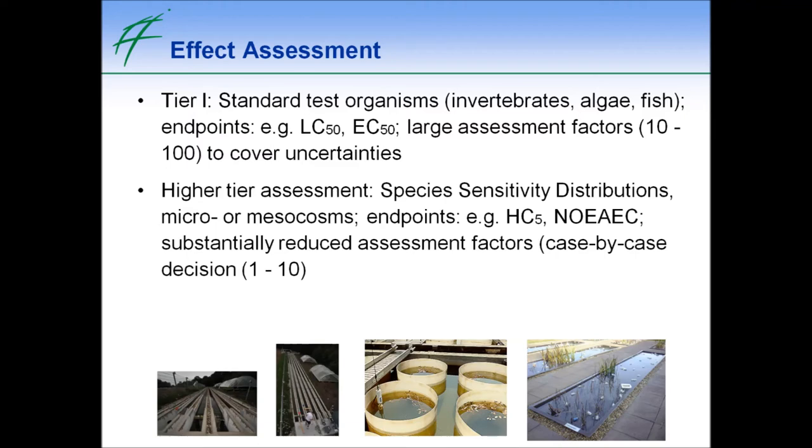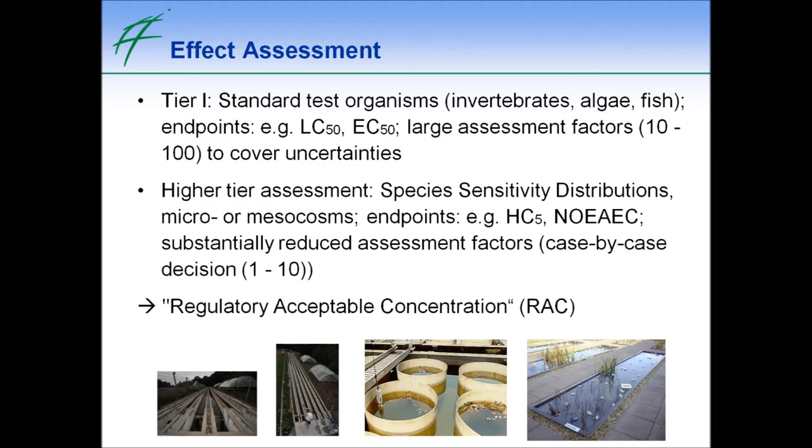The higher realism, the reduced uncertainty, and the increased ecosystem relevance of higher tier effect studies allow the reduction of the assessment factors, which are set on a case-by-case decision. The final aim of the regulatory effect assessment is the determination of a regulatory acceptable concentration. This is the concentration at which transient effects are allowed, which, however, are assumed to be ecologically acceptable.